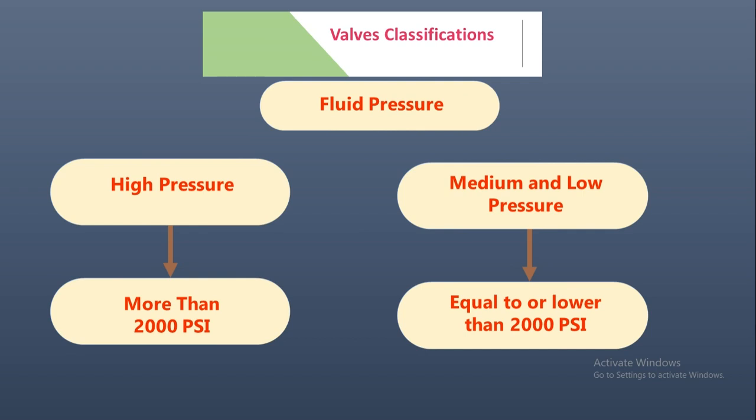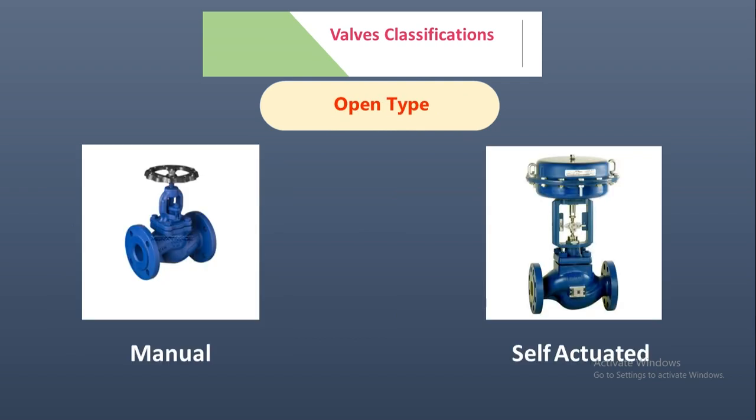Number 2 is the medium and low pressure, which is holding a fluid pressure equal to or lower than 2000 psi, like gate valves, ball valves, butterfly valves, and check valves. According to the operating type, number 1 is the manual valve, where the opening and closing of the valve is fully controlled by a human. Number 2 is the self-actuated valve, where the opening and the closing of the valve is remotely controlled, and this type of valve is required for quick shut-off action at any abnormal condition.